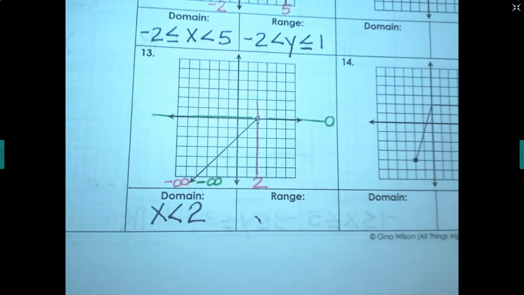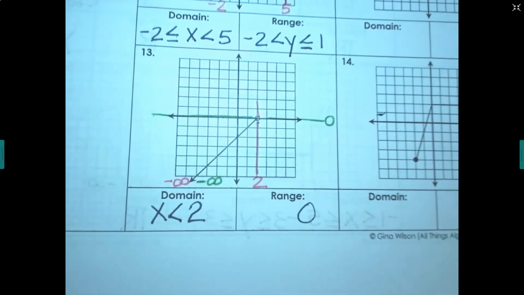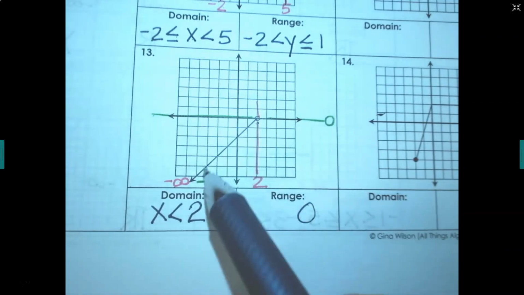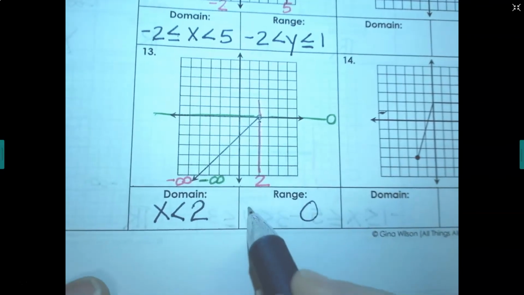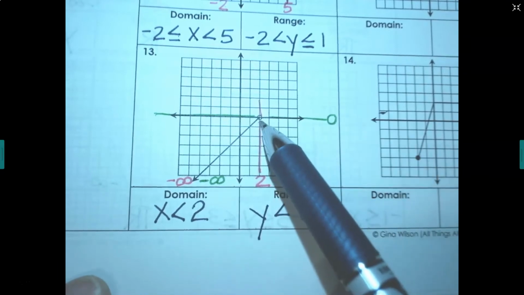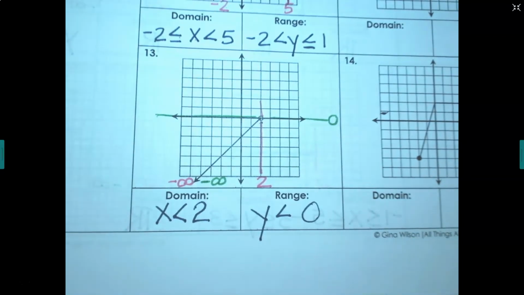Okay, so we only have one number. Our one number is 0. The other side is -infinity. We're not going to worry about that. Now, the entire graph that I'm looking at is below 0, so all of my y values are less than 0, but they're not equal to it because of that open circle. So that's going to be our domain and range.